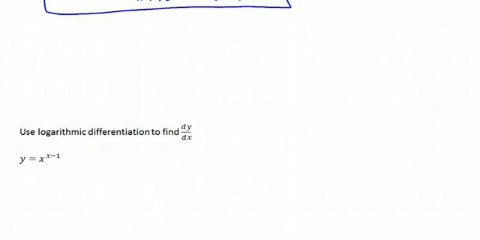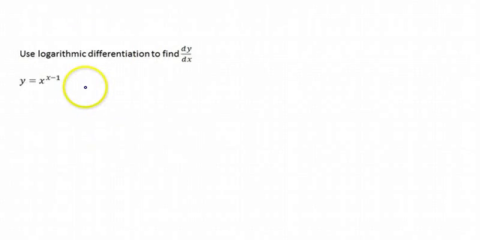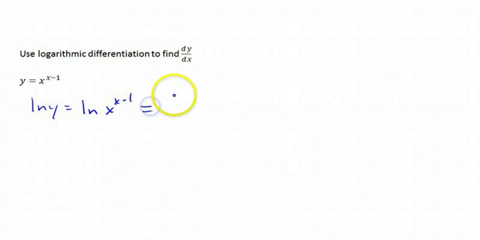Okay, we can also use logarithmic differentiation to find the derivative of a function that has a variable raised to another variable. So let's take the natural log of both sides. This is going to be the natural log of x raised to the x minus 1. I can take that x minus 1 and put it around front.